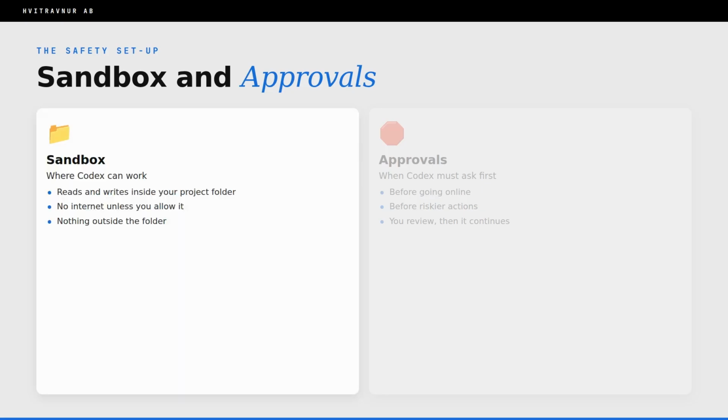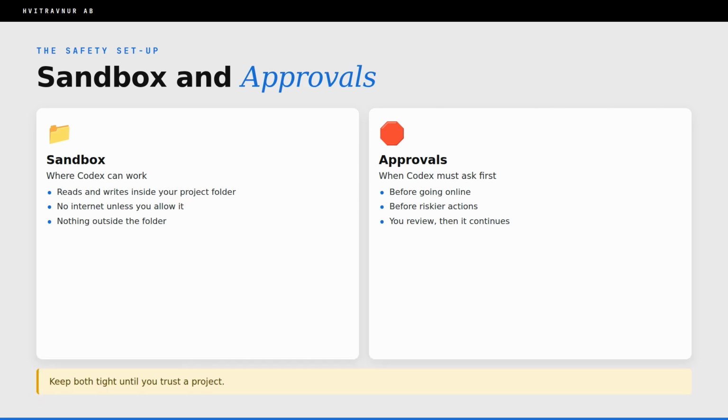The sandbox decides where Codex can read and write, and whether it can reach the internet. By default, it stays inside your project folder and nothing else. Approvals decide when Codex must stop and ask you before doing something, like going online or running a riskier action. You'll see this directly in the chat area as an ask for approval setting.